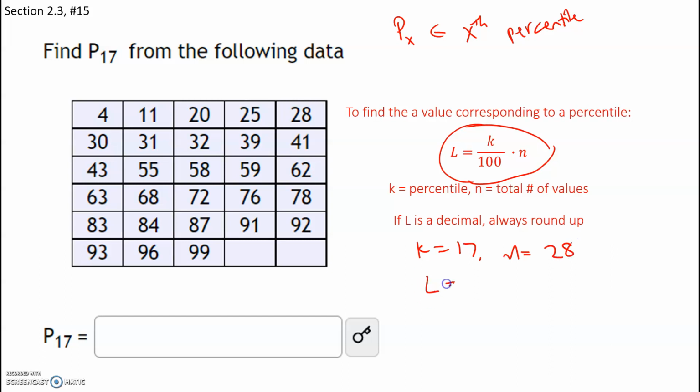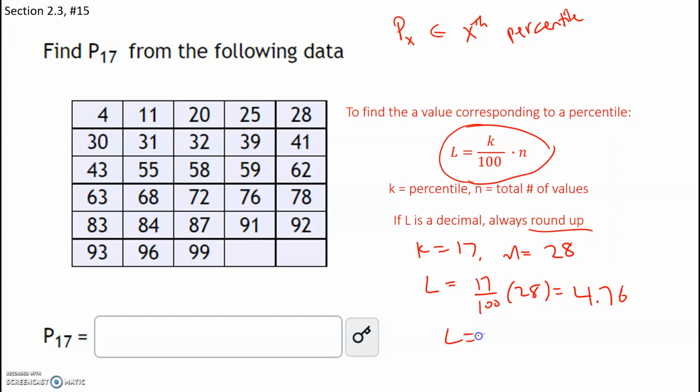So if you plug this in, we're going to get L equals k, which is 17, divided by 100 times 28. And that's going to give us the locator index. Okay, so let's take 17 divided by 100, multiply that by 28. This gives you 4.76. Now, L is a decimal. If L is a decimal, then you're always going to be rounding up. So we round up to 5.